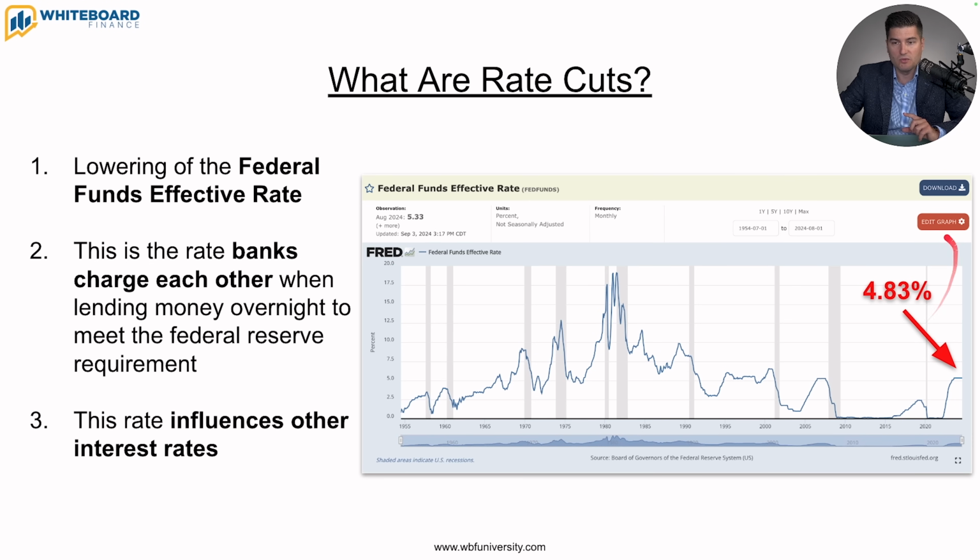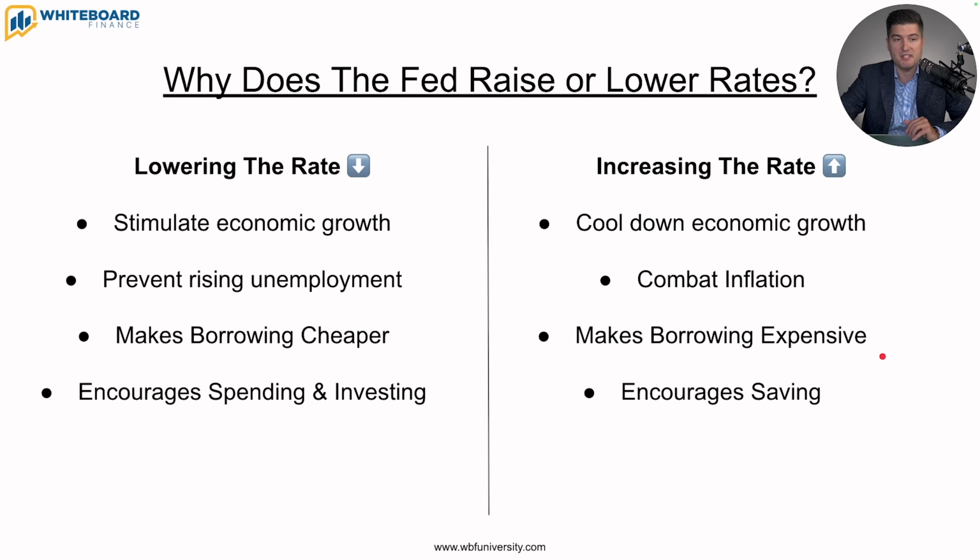But I do want to tell you what this 4.83% means. This is just a chart of the federal funds effective rate. You can see right now we're at 4.83% after these rate cuts. Just before that, we were just above 5, at 5.33. So they did come down about 0.5%.